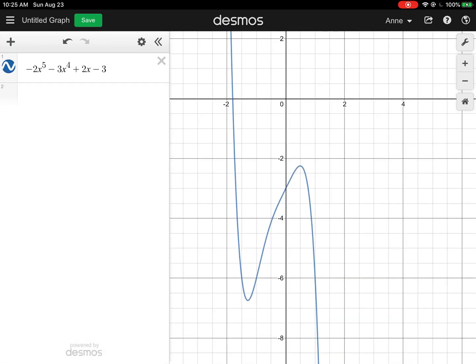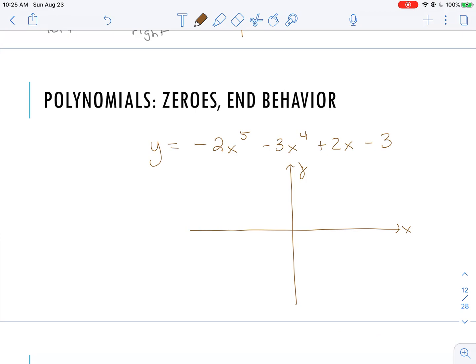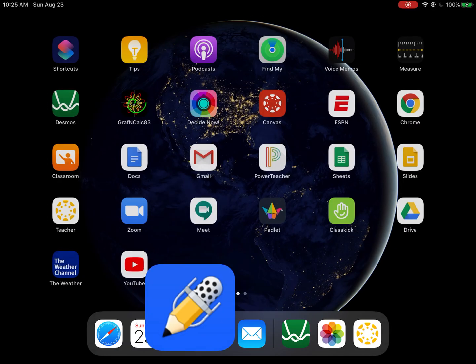All right, so here is that graph. It looks to fall and then kind of do a weird rise below the x-axis and then fall again. So let's sketch that really quick. It kind of looks like that. So this would be my zero or my x-intercept.